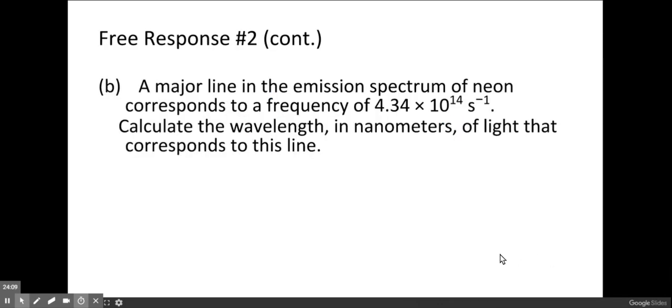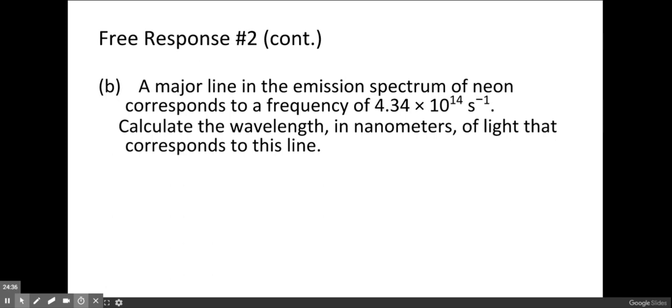All right, so this is part B of free response 2. A major line in the emission spectrum of neon corresponds to a frequency of 4.34 times 10 to the 14th inverse seconds. Calculate the wavelength in nanometers of light that corresponds to this line. So again, let's take a pause. Be careful with your units. I'm going to help you out here just a sec.